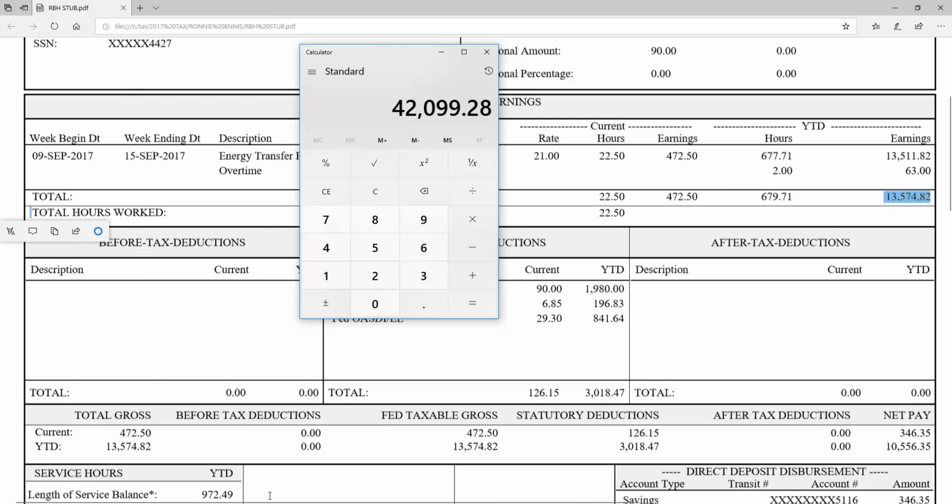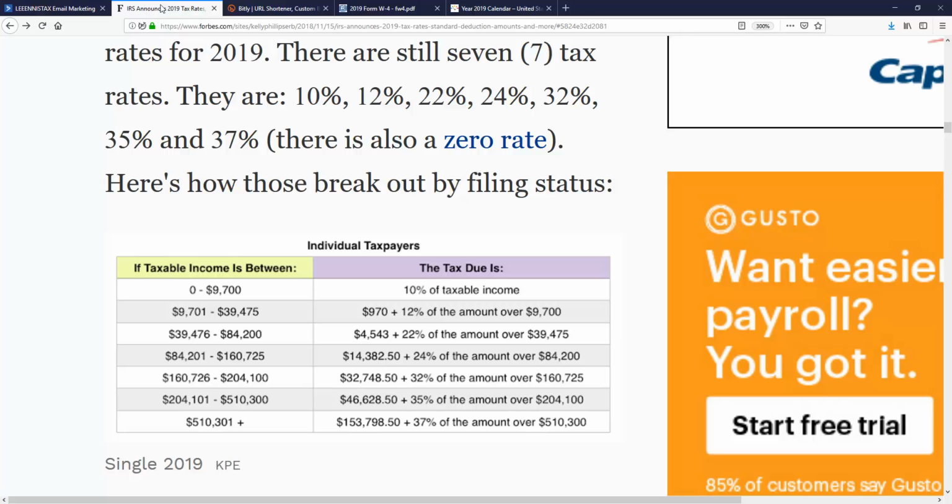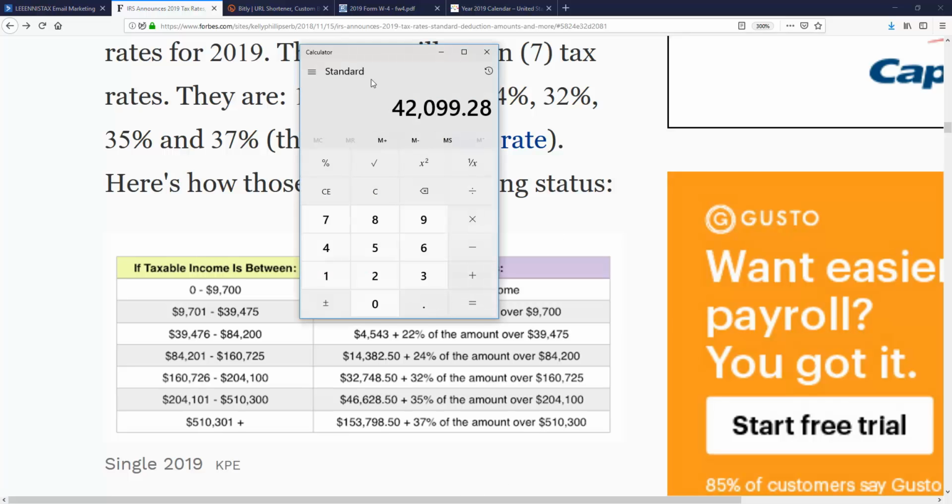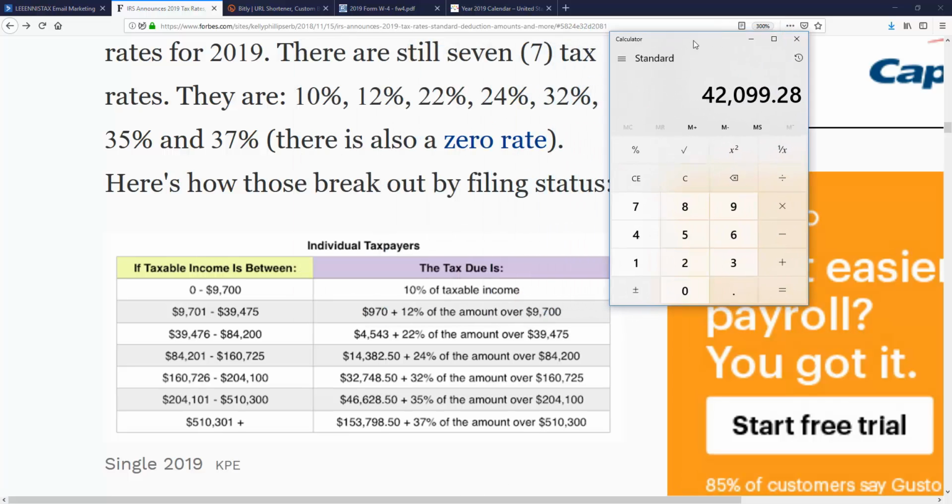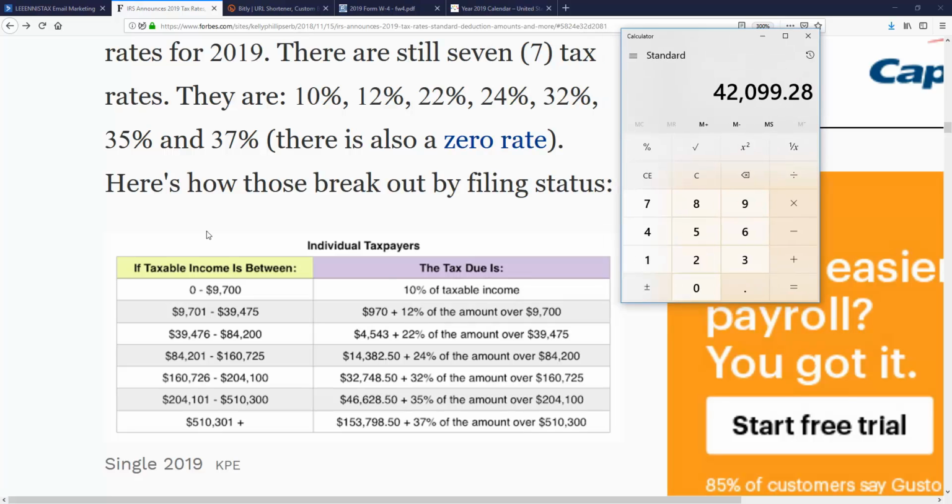Now we're going to go over to our tax bracket, and we're going to find our tax bracket based on this taxable income here. As you can see, our tax bracket lies between these numbers. So the first thing we're going to do is subtract 39,475 from our taxable income. We're going to multiply that answer times 22%, and then add 4543. That gives us a total annual tax due of 5120.34.